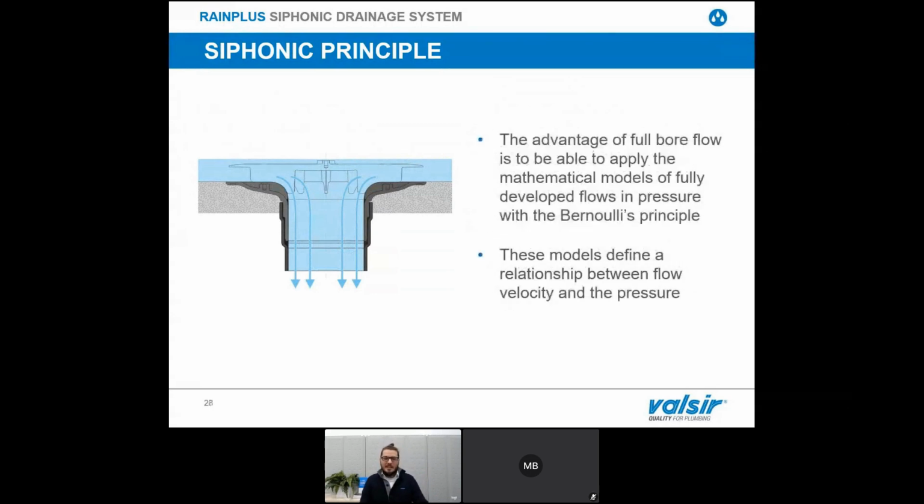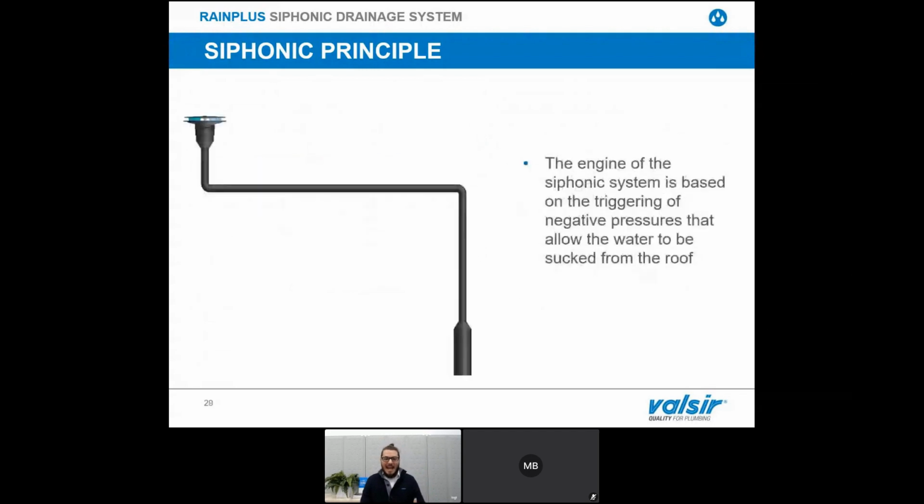Thanks to the full bore flow, we can apply mathematical models such as the Bernoulli Principle in order to understand the behavior of our system. These models define the relationship between the velocity and the pressure inside your system. And the engine of a Siphonic system is this pressure, because we create a negative pressure that sucks the water from the roof and drains it where we want. This is thanks to the filling ratio, which is a total filling ratio.